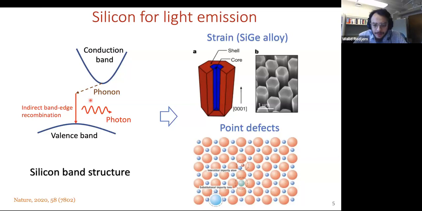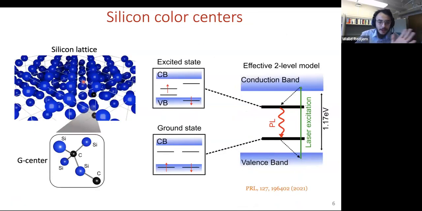And there is another trend, which is to use point defects, such as substitutional impurities or interstitial impurities. And these defects will trap carriers, so they can recombine radiatively very efficiently. And my work was really on exploring these point defects for quantum technology. So on the top left, you can see the silicon lattice with the blue spheres being the silicon atoms. And somewhere in this silicon lattice, you can find a defect.